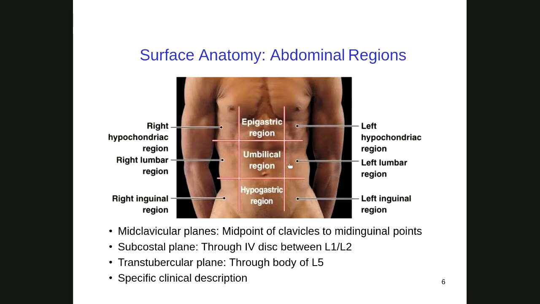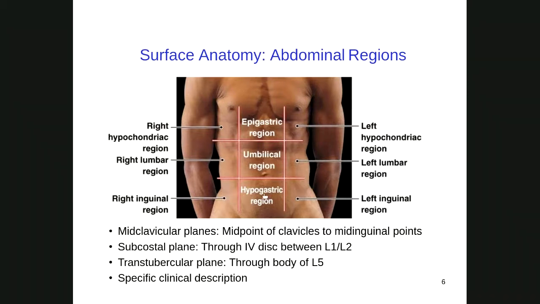Going down into the right inguinal region, here the most important part in the right inguinal region is the appendix. And look at the appendix, because inflammation of the appendix is one of the commonest surgical or abdominal emergencies that come to the hospital. So here you need to remember that this is the appendix region.